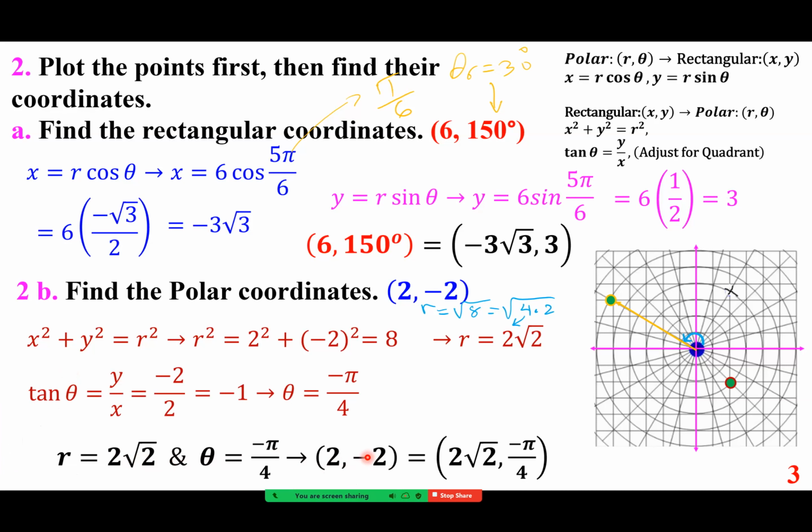2, minus 2 in the rectangular coordinate system corresponds to 2 square root of 2, comma negative pi over 4 in polar form. If you want this to be positive, add 2 pi and it becomes 7 pi over 4. So either negative pi over 4 or positive 7 pi over 4 means the same thing.